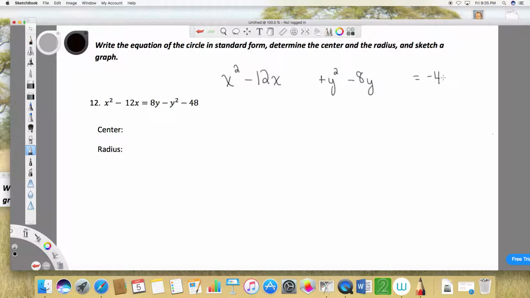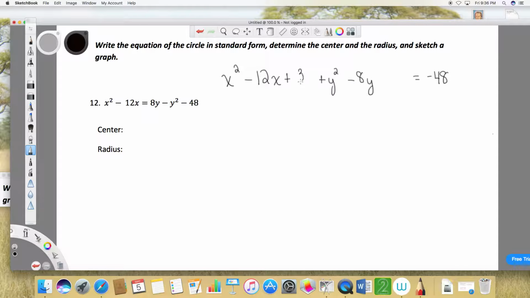So we want to complete the square. So we come over and look at the coefficient in front of x. It's negative 12. We take half of that. That's negative 6, but we square it. So negative 6 times a negative 6 is a positive 36. We add that to the left-hand side to balance the equation. We add 36 on the right-hand side.